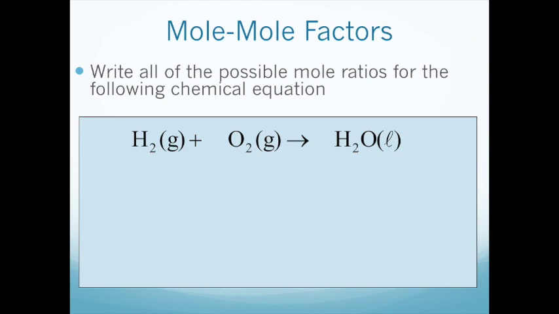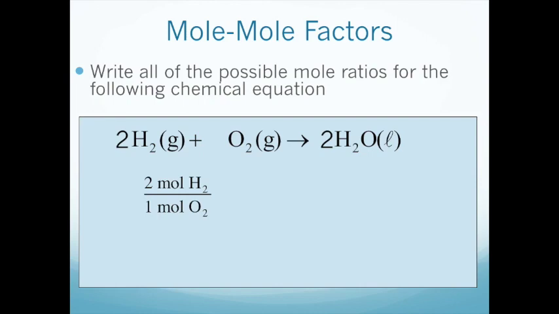More about mole-to-mole factors. If we write out all of the possible mole ratios for the following chemical equation, we see hydrogen gas plus oxygen gas makes water. We have to put a 2 in front of the hydrogen gas because we have to break up the oxygen molecule to make 2 water molecules. This allows us to have 4 hydrogens and 2 oxygens on each side of the equation.